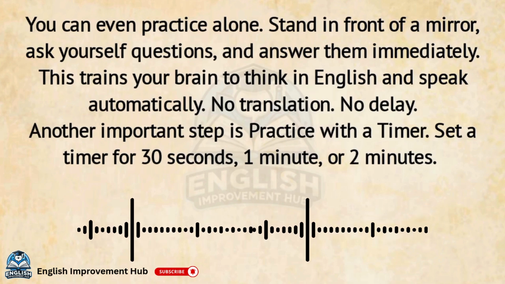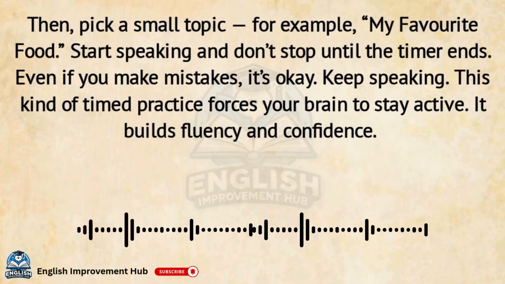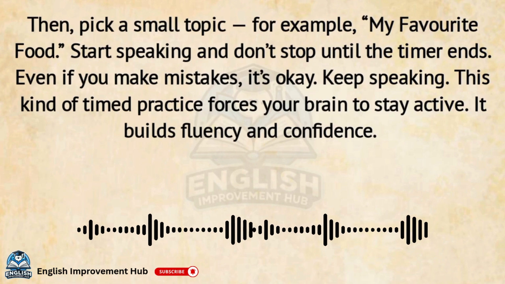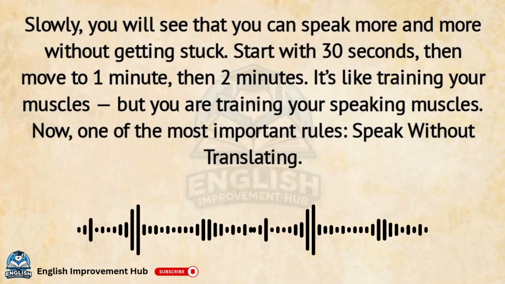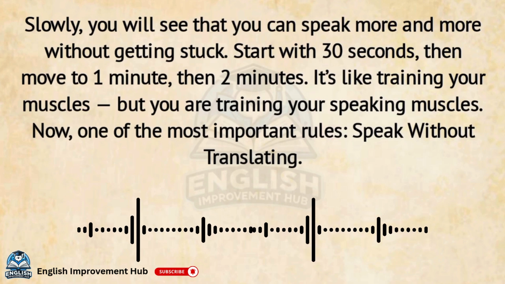Another important step is practice with a timer. Set a timer for 30 seconds, 1 minute, or 2 minutes. Then pick a small topic, for example, my favorite food. Start speaking and don't stop until the timer ends. Even if you make mistakes, it's okay. Keep speaking. This kind of timed practice forces your brain to stay active. It builds fluency and confidence. Slowly, you will see that you can speak more and more without getting stuck. Start with 30 seconds, then move to 1 minute, then 2 minutes. It's like training your muscles, but you are training your speaking muscles.